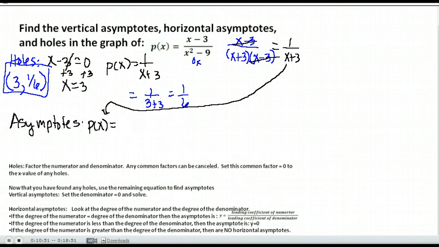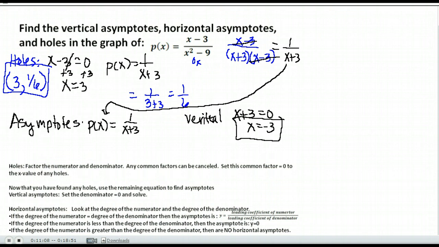So then we go through the steps to find our asymptotes. Remember, the vertical asymptotes are wherever the denominator equals 0. So we take the denominator, x plus 3, and we set it equal to 0. We get a vertical asymptote at x equals negative 3.